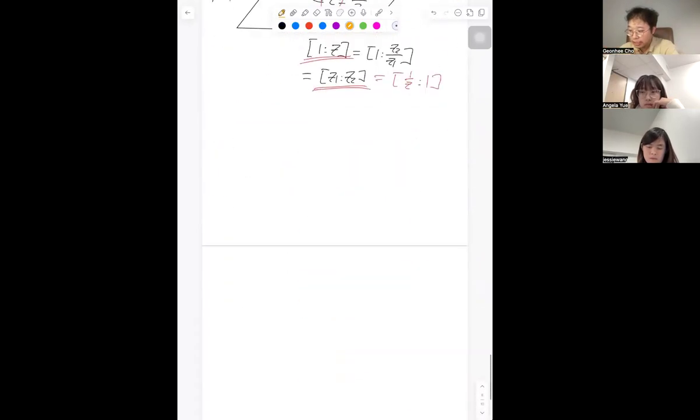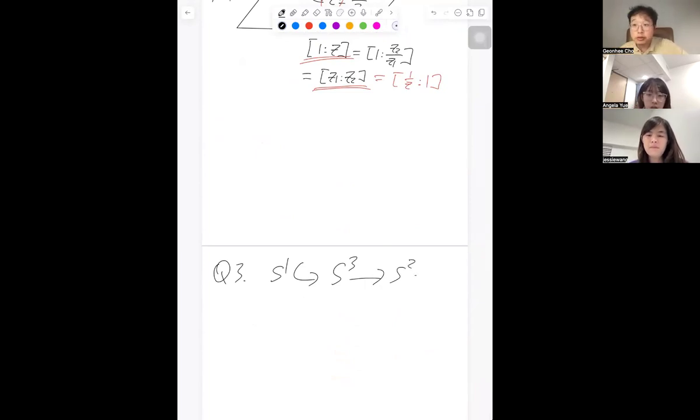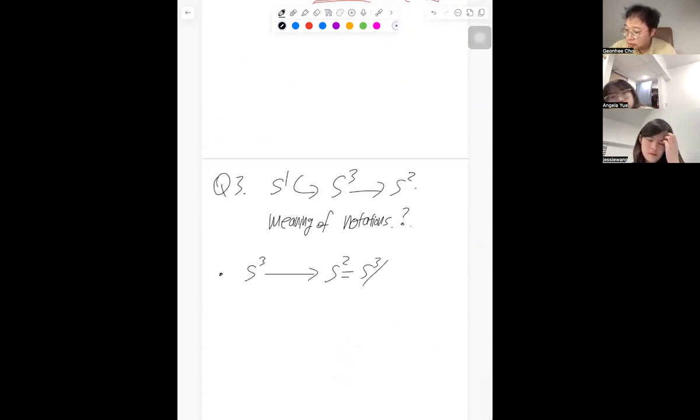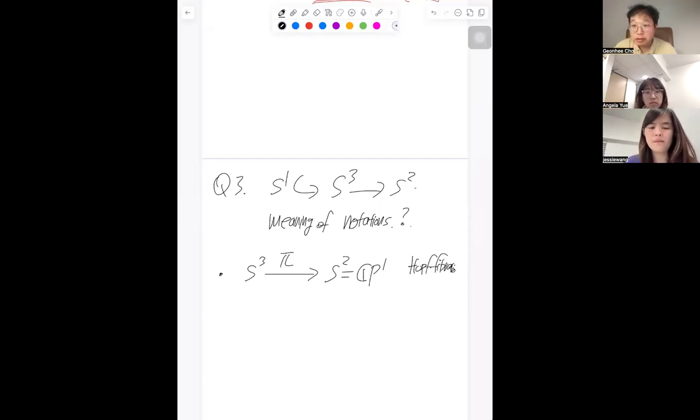So before I ask you the question, let me also justify one more question directly. Another question, question three. What is the meaning of this weird notation? This notation means the following. Meaning of notations. So let's split it into several pieces. What is this guy? This guy is nothing but the Hopf fibration. Is it okay with you? This means just the Hopf fibration.